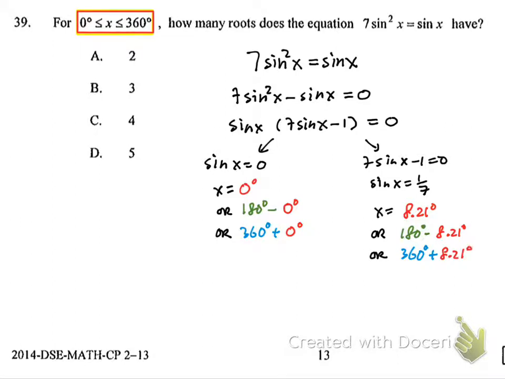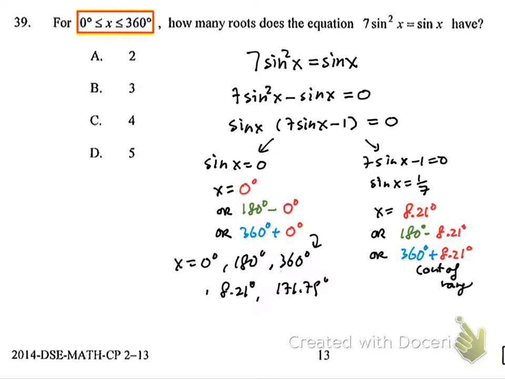We have answers x is 0, 180, or 360 coming from this one. And then we have two more answers, 8.21 or 180 minus 8.21, that is 171.79. And 360 plus 8.21 is 368, and that is out of range, so we do not use this one. It is out of range. So now we can see all together. Now there are 0 and 360. You have to see the range.